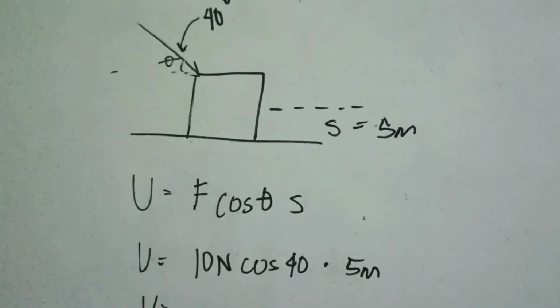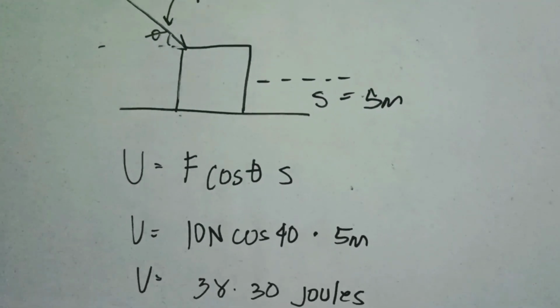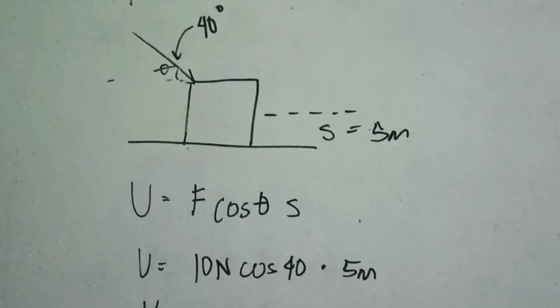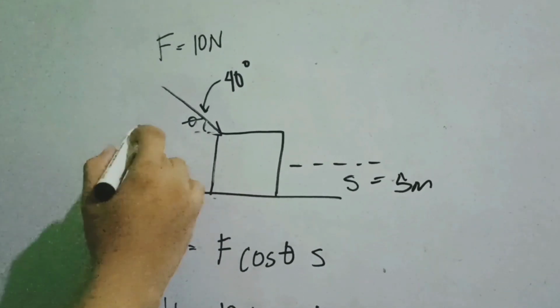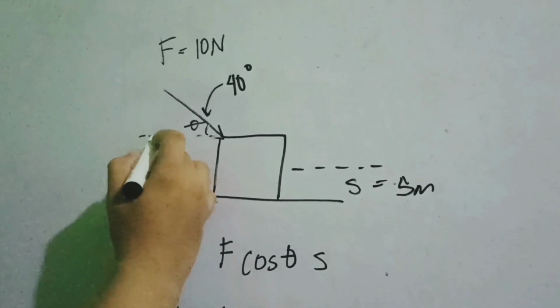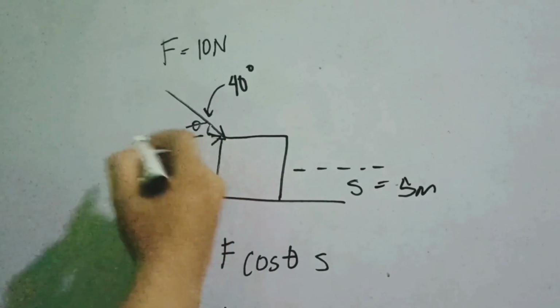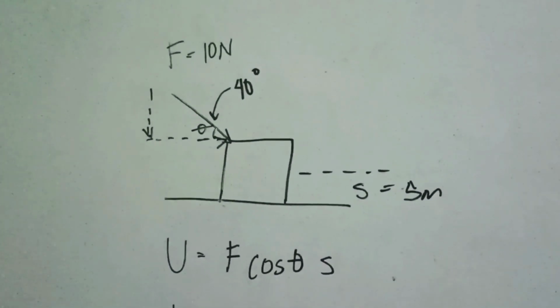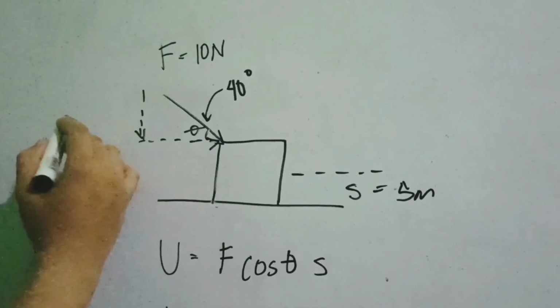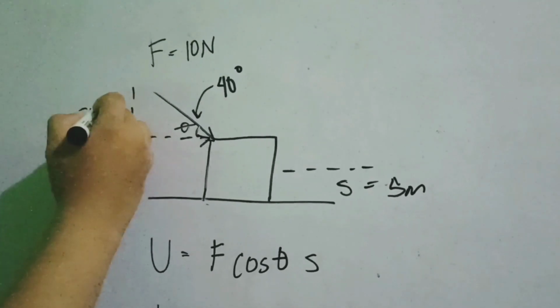For us to know if we will use cosine theta or sine theta, we can simply locate the component of the force by doing so. If the direction of the force is this one, we can use sine theta, and for this one this is cosine theta.